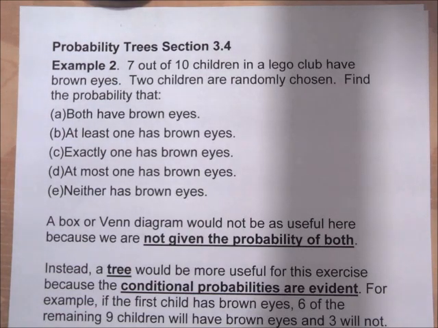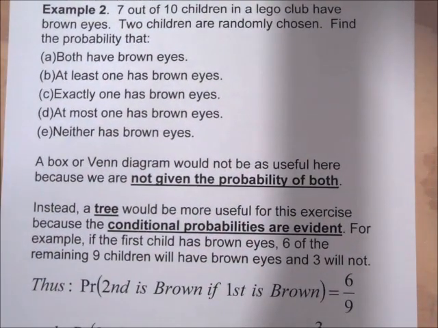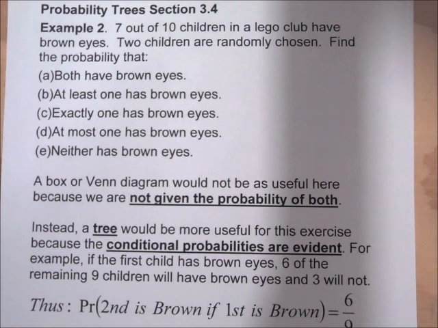If we're not given a probability of both, but we're given conditional probabilities, we can make a tree. So this example here will be better served by making a tree. Here we're not explicitly given the conditional probabilities, but the conditional probabilities are fairly evident.